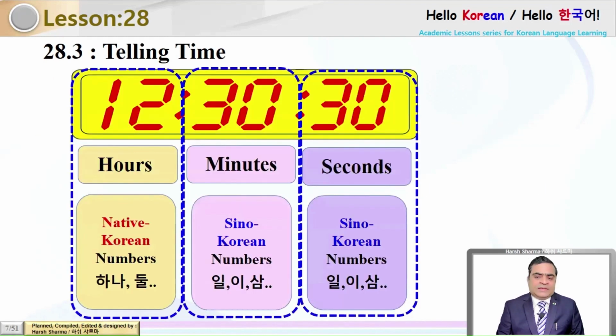Now, see this screen, 여러분. For the hours, we have to use native Korean numbers, that is 하나, 둘, 셋, 넷. For the minutes, we have to use Sino-Korean numbers, that is 일, 이, 삼, 사. And for the seconds also, we have to use Sino-Korean numbers, that is 일, 이, 삼, 사. So this difference is very important, 여러분. Please memorize this.